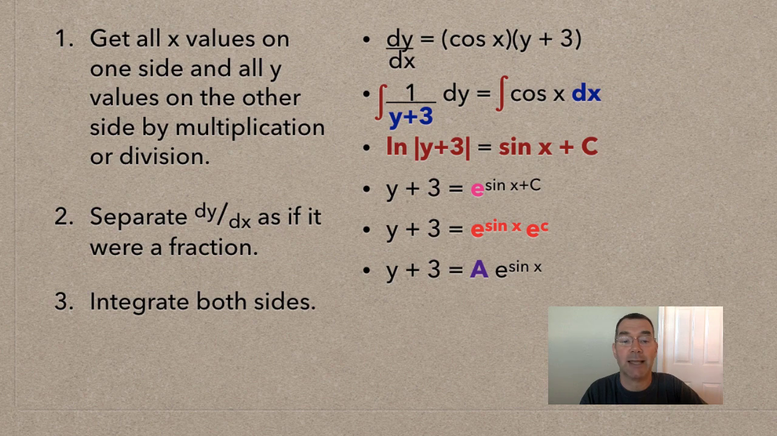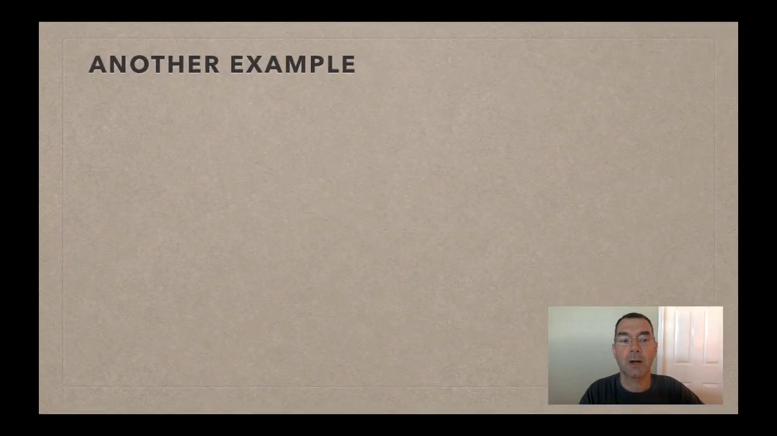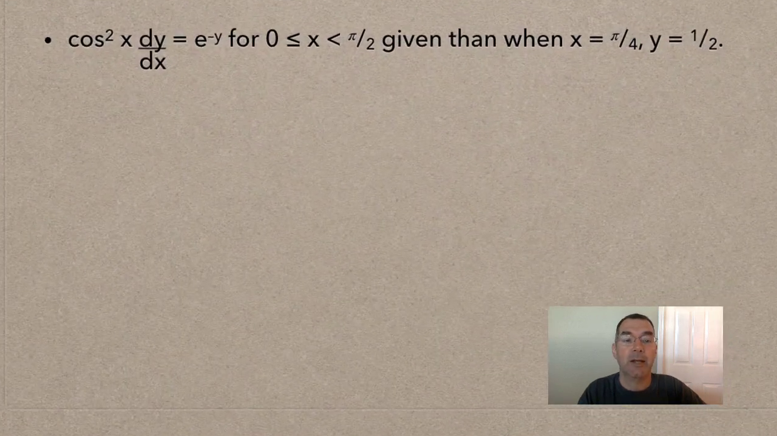I'm going to write it as just a capital A. That's going to represent e to the c. It's a lot easier to solve for one constant than solving for a constant that's being raised to another constant. It's just unnecessary work. Then solving, I get that y ends up being A times e to the sine x minus 3.